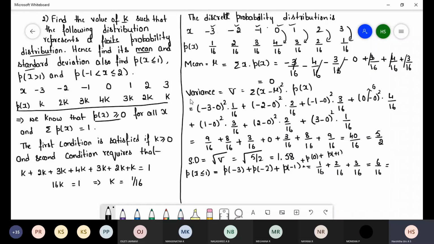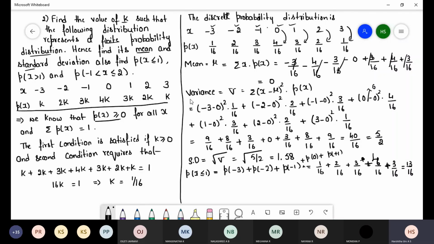So I just write here after 3 by 16, I write here only 4 by 16 plus again 3 by 16. So 6 plus 4, 10, plus 3, 13 by 16. For P of x less than or equal to 1, we got 13 by 16.